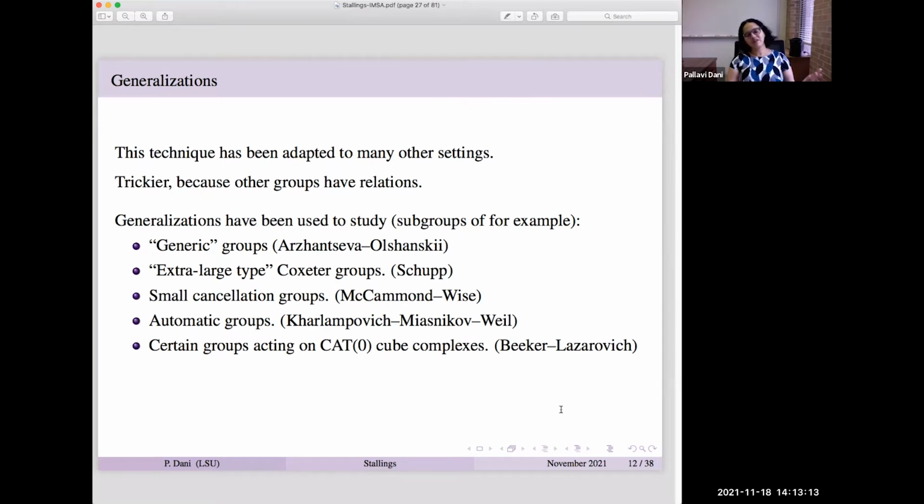Now, one thing about all these, everyone just kind of did these things ad hoc for their particular setting. So they're all a little bit different and have different features.